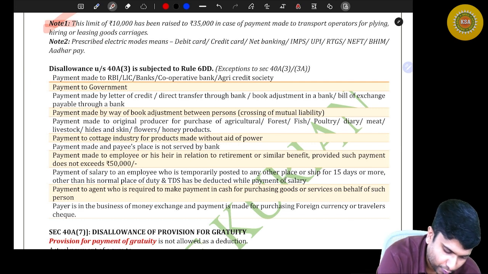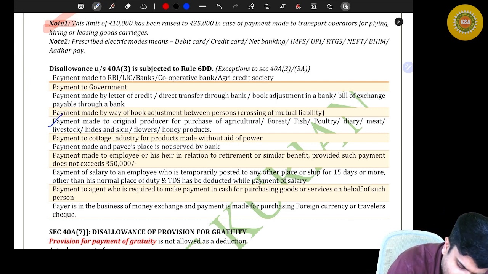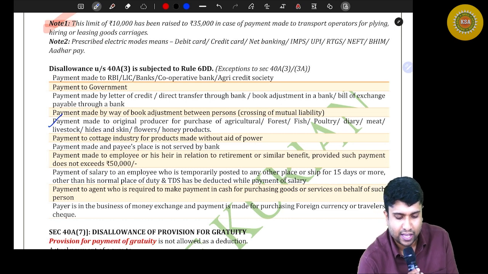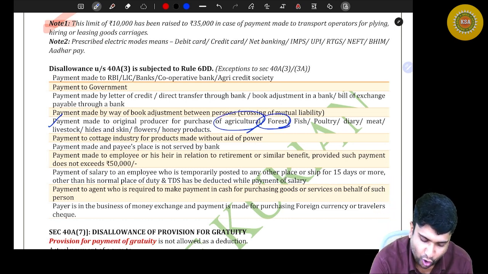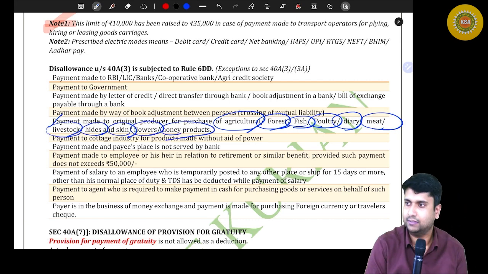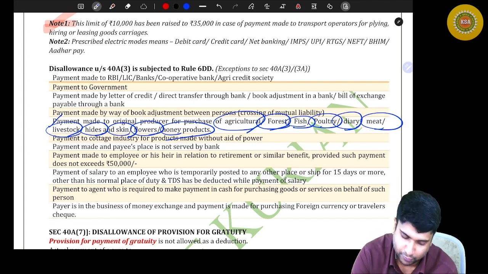Can you read the next point? That is actually very important out of this. Payment made to original producer for the purchase of agricultural, forest, fish, poultry, dairy, meat, livestock, hides, skin, flowers, honey products. Say for example, take fish as an example. Are you all with me?